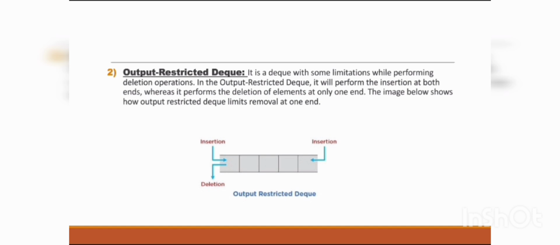Next one is output restricted dequeue. It is a dequeue with some limitations while performing the deletion operation. In the output restricted dequeue, it will perform insertion at both ends, whereas it performs deletion of elements at only one end. The image below shows how output restricted dequeue limits removal at one end.